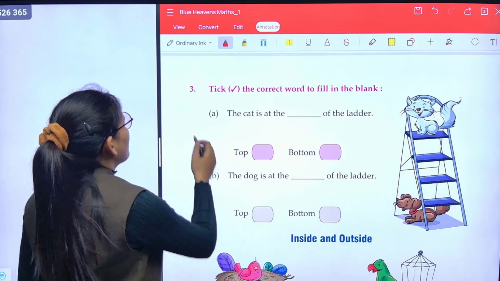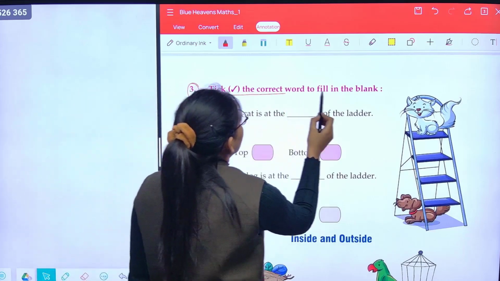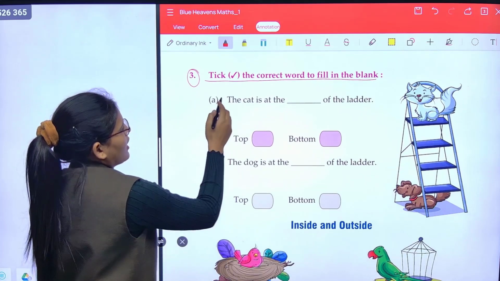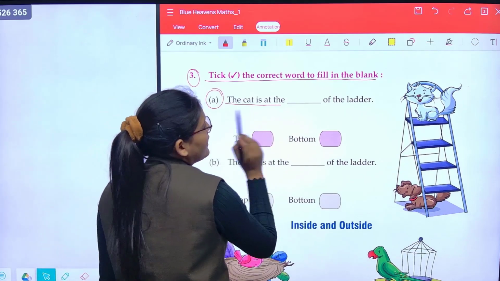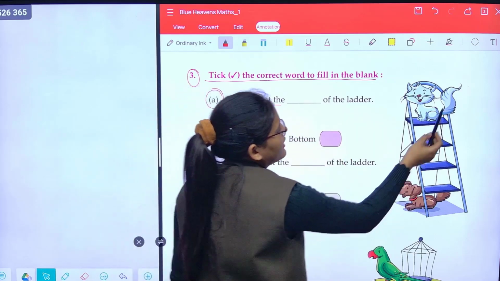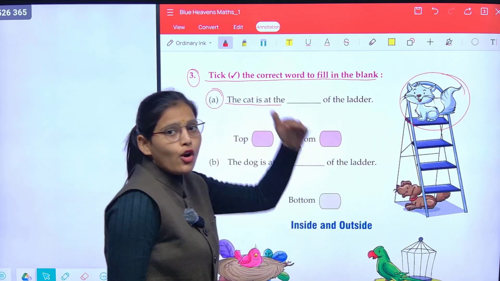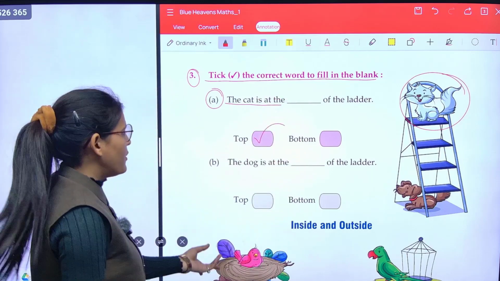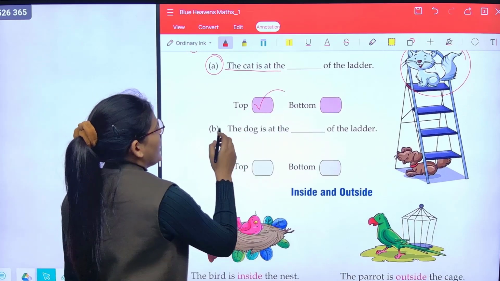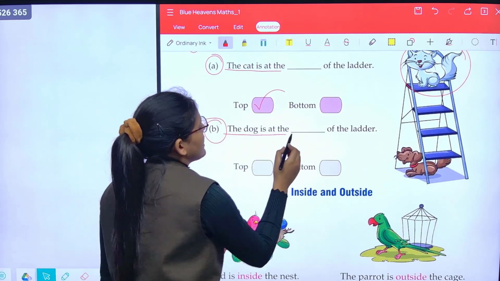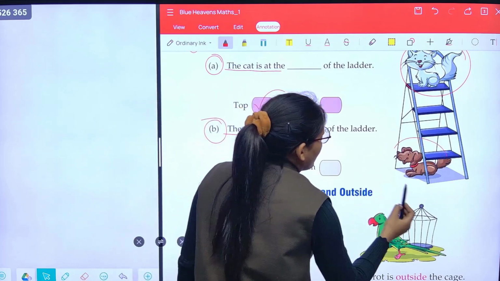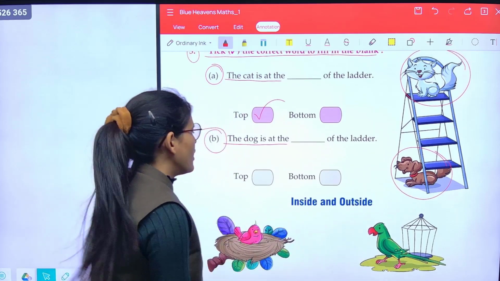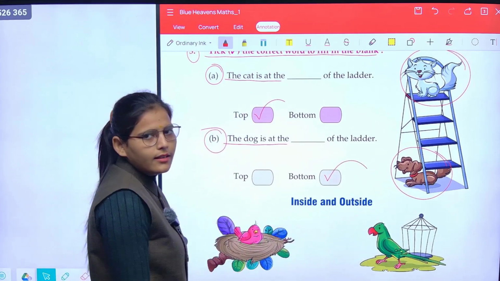Now class, come on question number 3, write the correct word to fill in the blank. Now class C, the cat is at the dash of the ladder. Class, ये कहाँ पर है? ladder के ऊपर है, means top पर है. Okay, so we will take top. Now class B, the dog is at the dash of the ladder. नीचे बोला था मैंने क्लास, which is bottom. So bottom of the ladder.